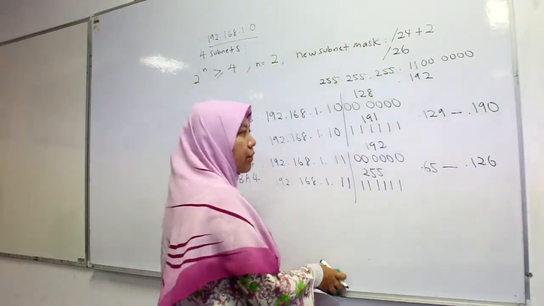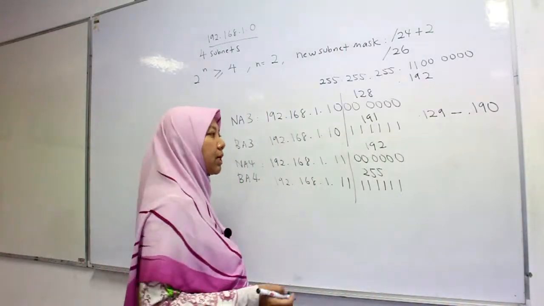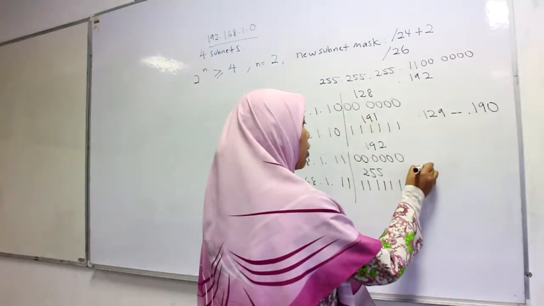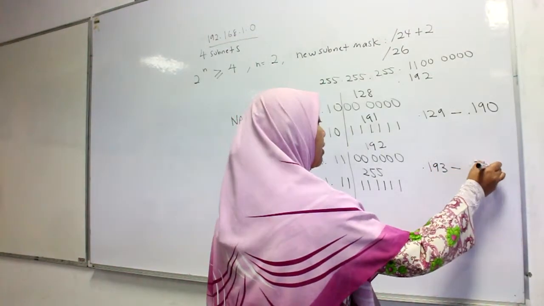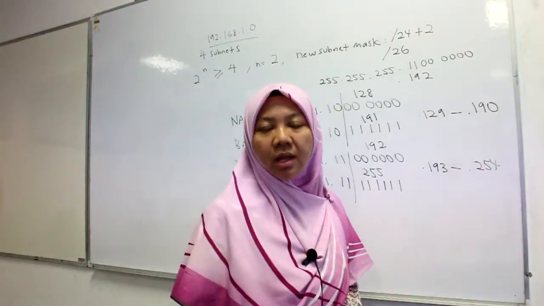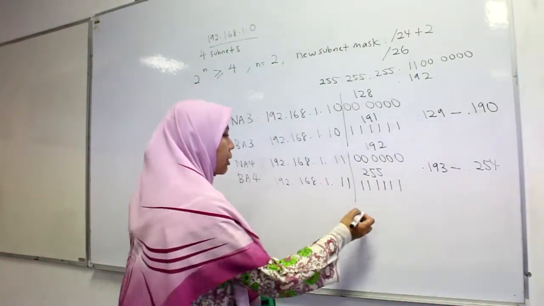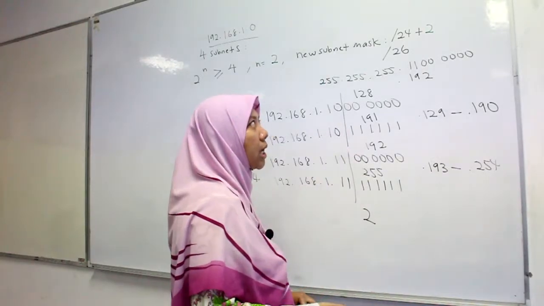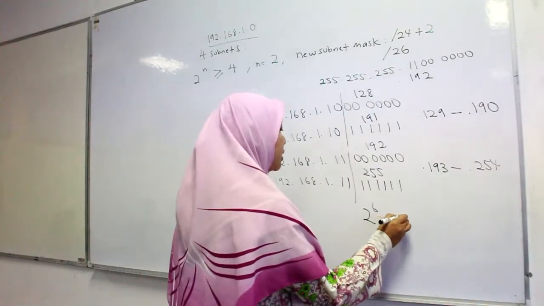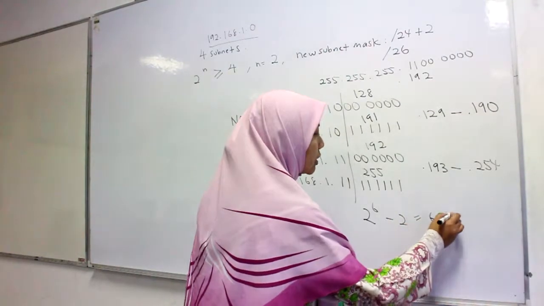So the range of IP addresses for the last subnet, the fourth subnet, starts from 193 until 254. How to verify? Remember the formula: 2 to the power of host bits, which is 6, minus 2, you will get 62 hosts.